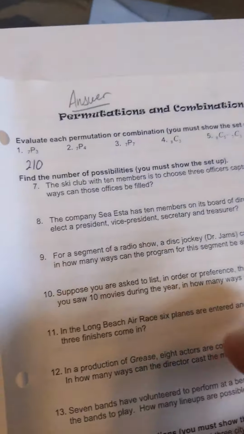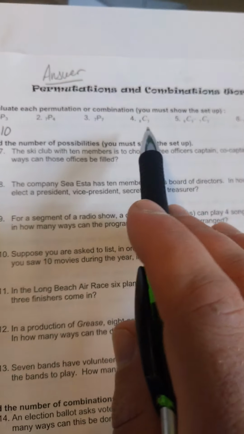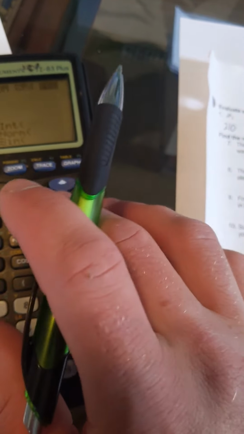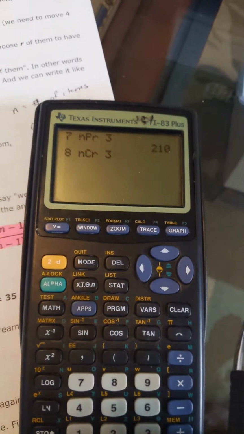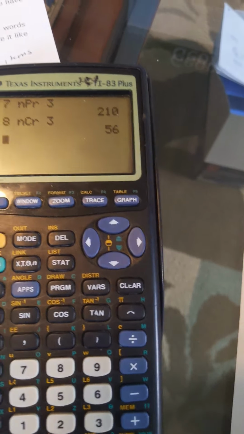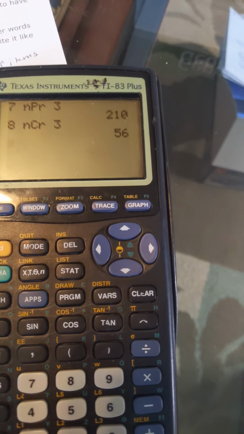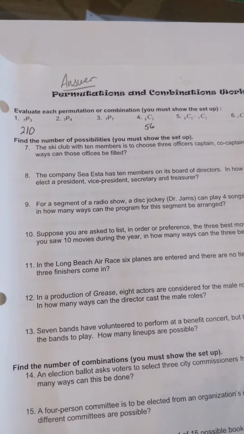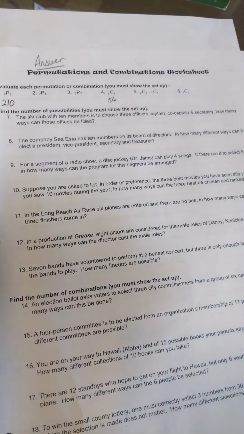If we look at, say, number 4, 8C3, we're going to go 8, combination, 8C3, and it gives you 56. So a lot of the math is going to be done for you. It just depends on how many you are talking about. You also have to understand: are you talking permutations or combinations? So there you go. And like I mentioned earlier, let me know what questions you have. Thank you.